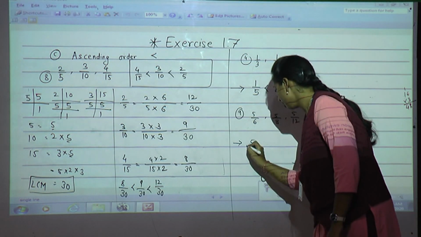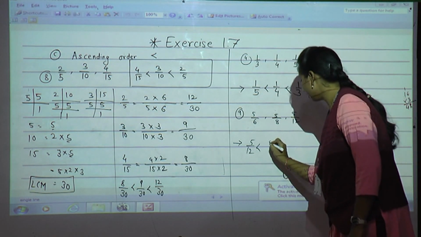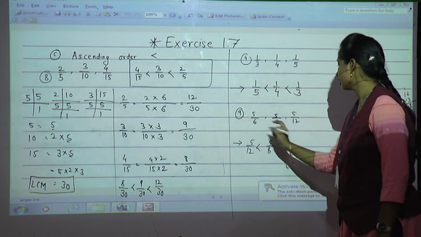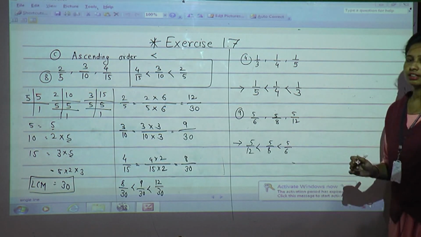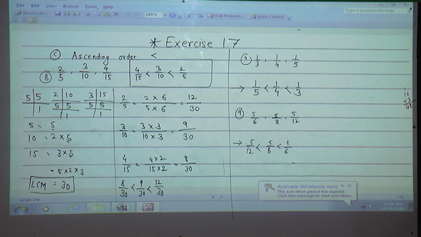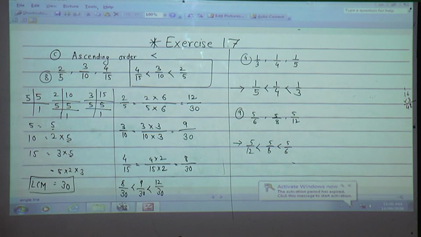So which is greater? 5 upon 12. And the next is 5 upon 8. And the next is 5 upon 6. Clear? Understood? Yes. Very good. Now the remaining examples you are going to solve on your own. Now I'll explain the D question.